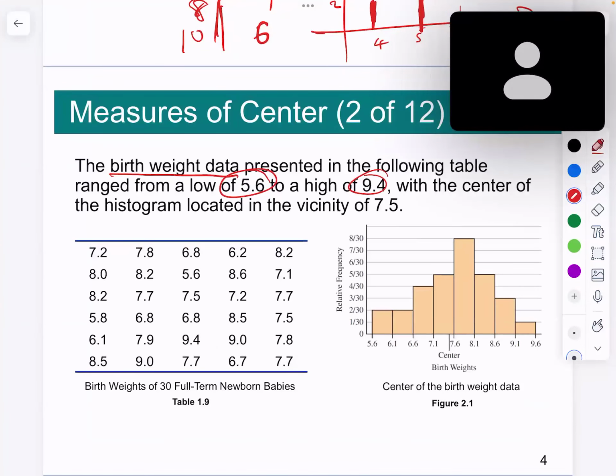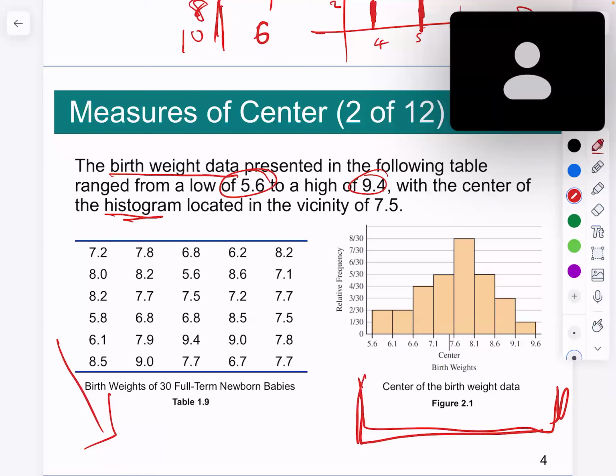Now, this is the table. This data is not your problem. You will get it from somewhere. It must be given. Now, if you represent this data set with a histogram, this is what you get. The smallest of this data is 5.6, and the largest is 9.4. So your data will be between 5.6 and 9 something.